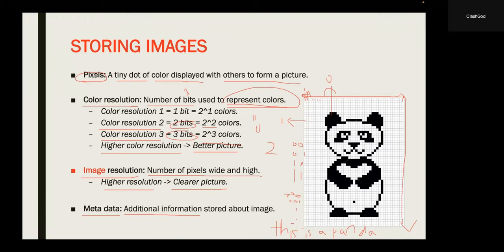All right, so the important thing is to know that every image stored on a computer is made up of pixels, which are small, tiny dots of color. As you can see here, it is made of lots of pixels. Each pixel has a corresponding number, and that number represents a certain color. And that's how we get color resolution. Color resolution is the number of bits that we use to represent the amount of colors we used in the photo. The higher the color resolution, the more colors we can use, which leads to a better and more realistic picture. Image resolution is the number of pixels wide and high, and the higher the resolution, the more pixels there are in the photo, which means the clearer the picture is. And finally, metadata is the additional information stored with the image.